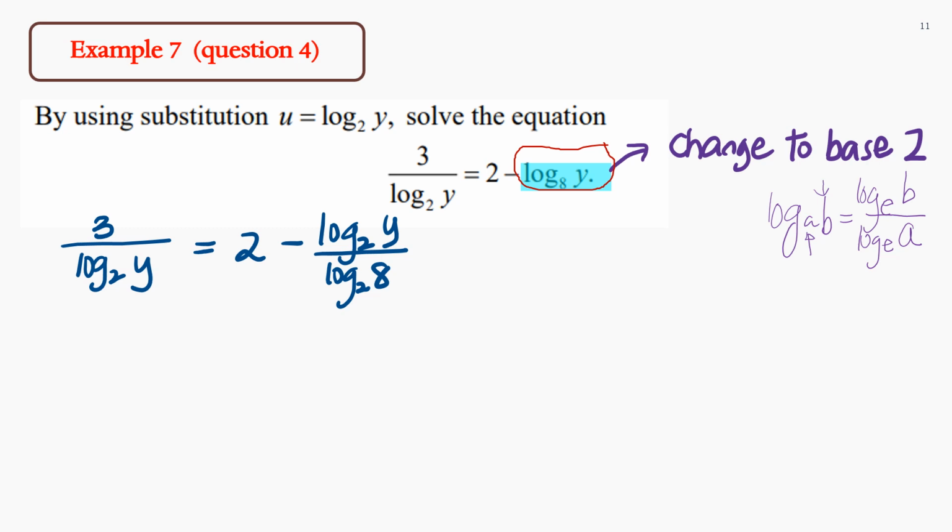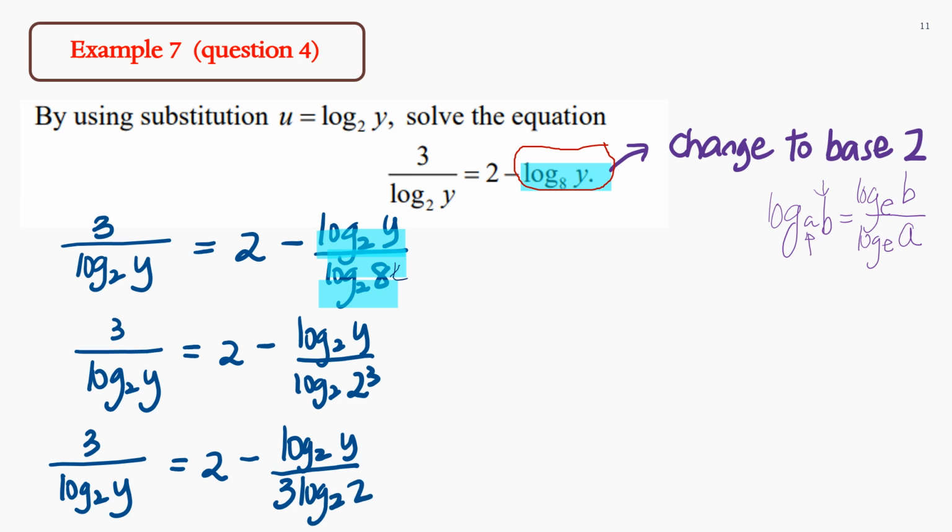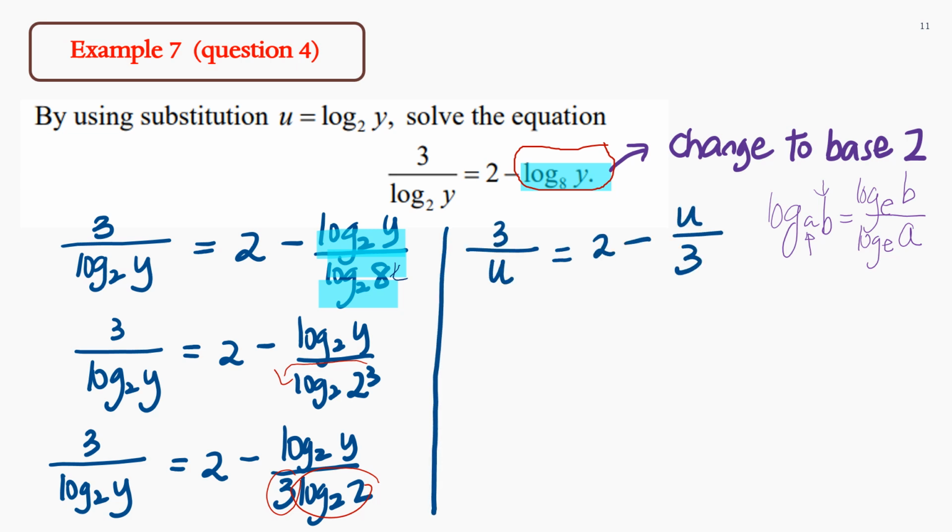So you see that original base 8 will end up as the denominator. Okay, and then the next thing is your 8 can be expressed as 2 to the power 3, so that I can apply the power law. This 3 can bring it down to the front to get here, and log 2 base 2 basically is 1. And then I can just substitute your log y base 2 as u. You get 3 over u equals to 2 minus u over 3.